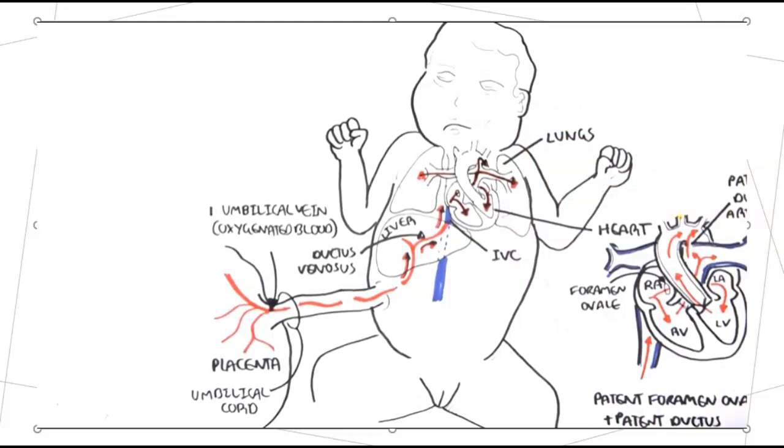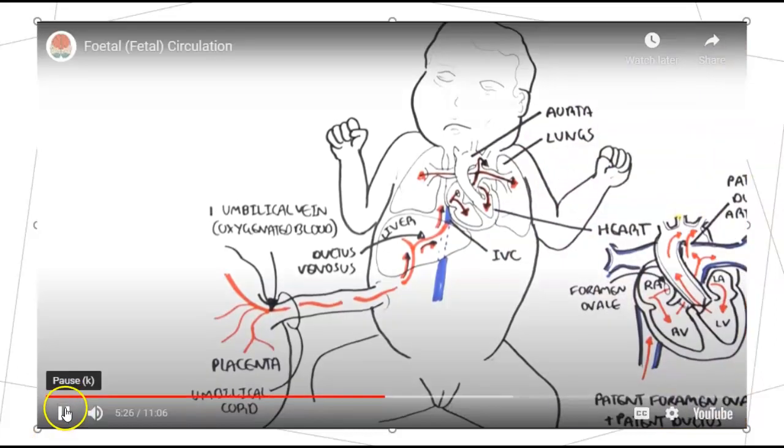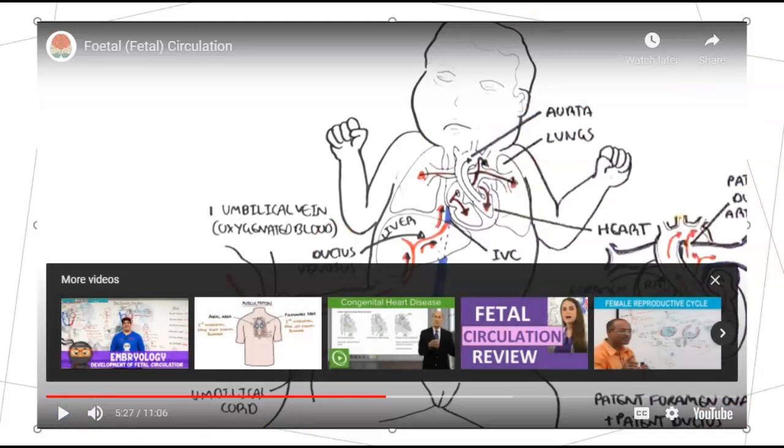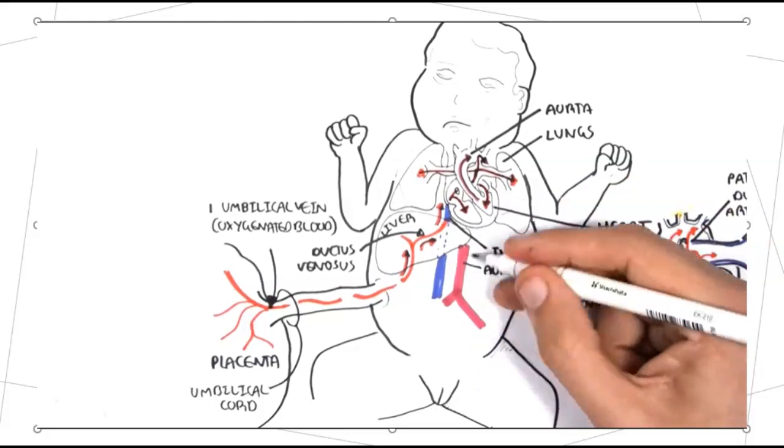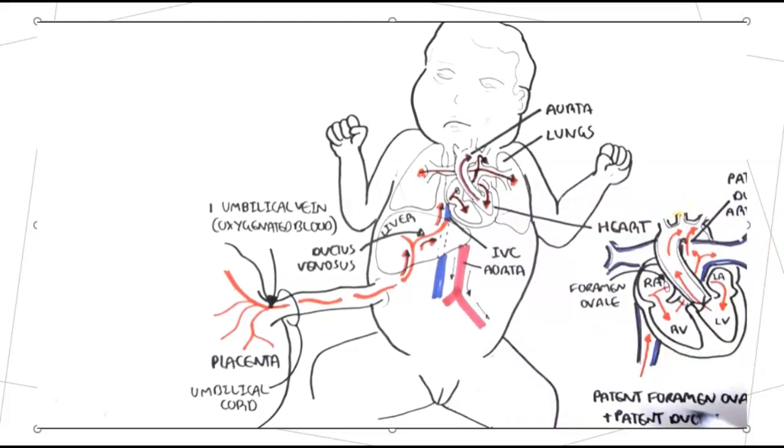Okay, so now you have partly oxygenated blood in the aorta, where it will now be delivered to the fetal tissue. The fetus needs oxygenated blood.